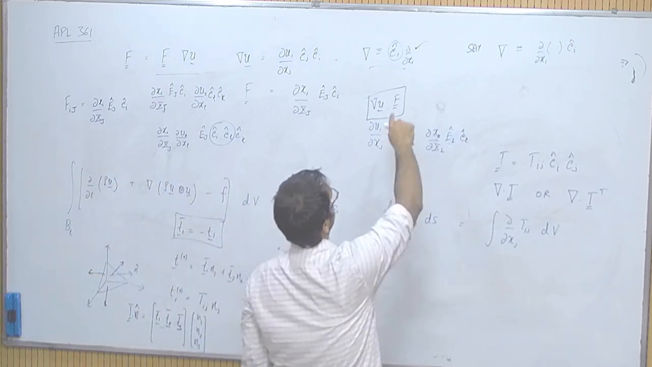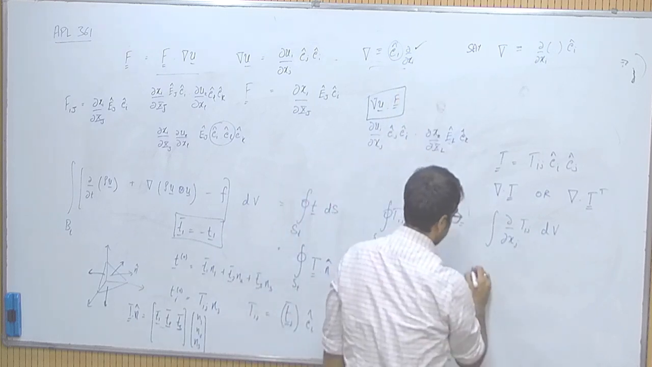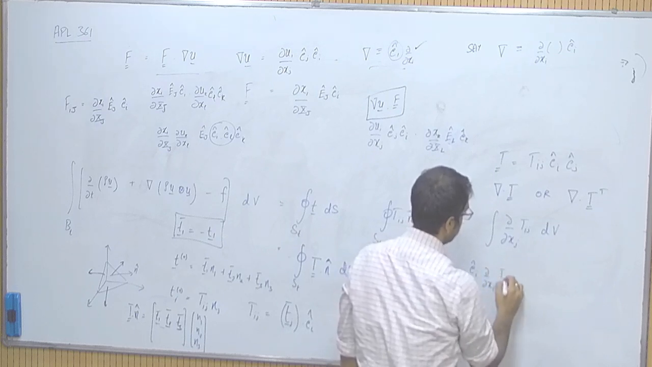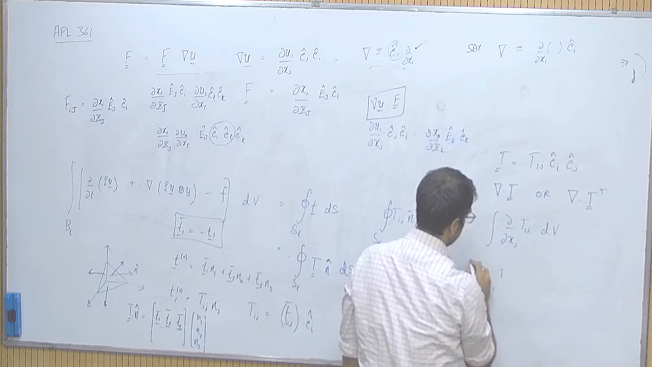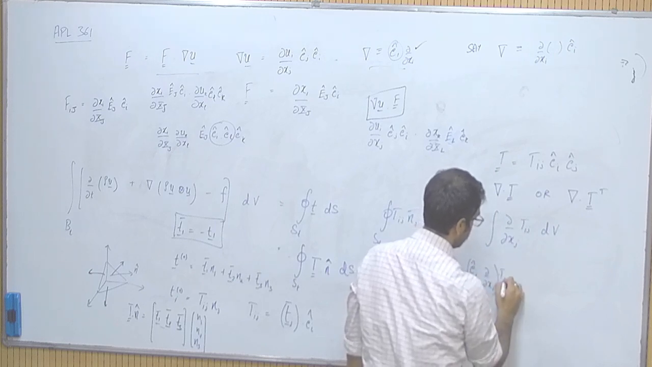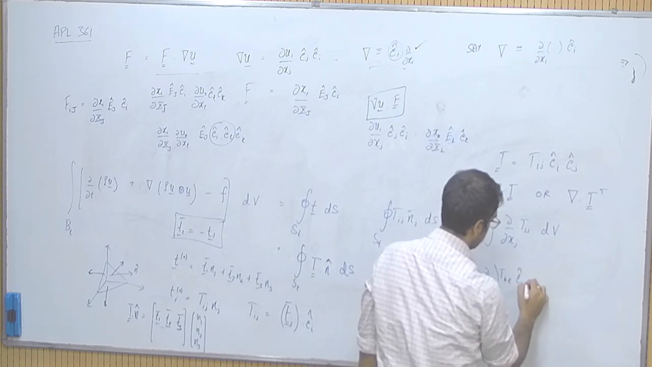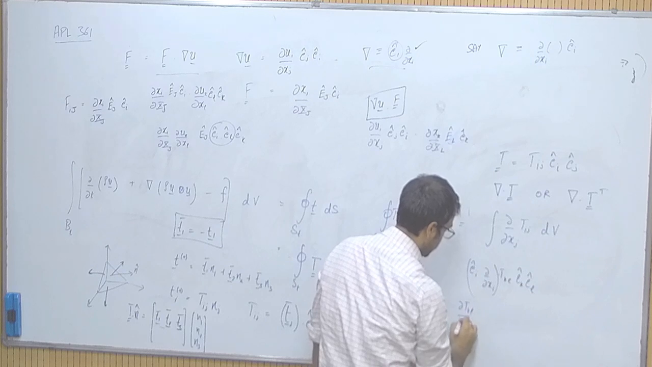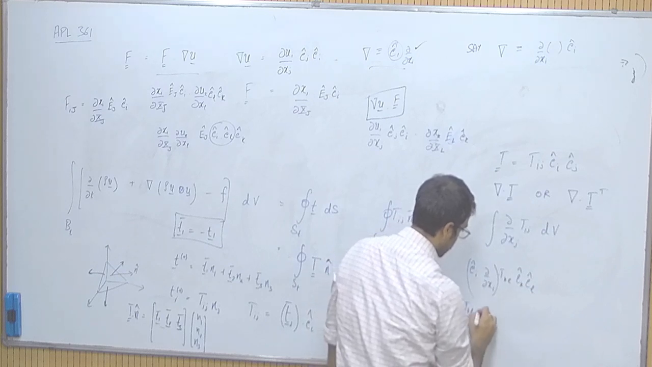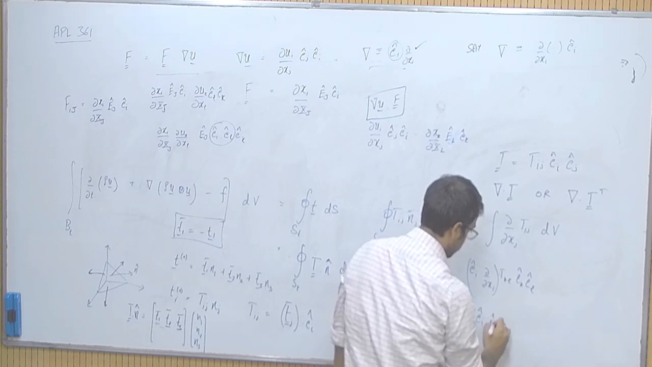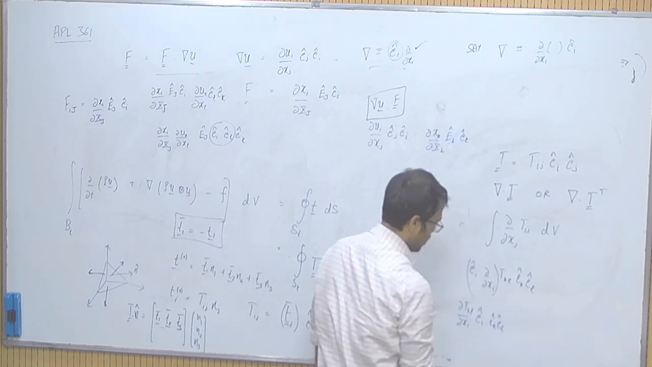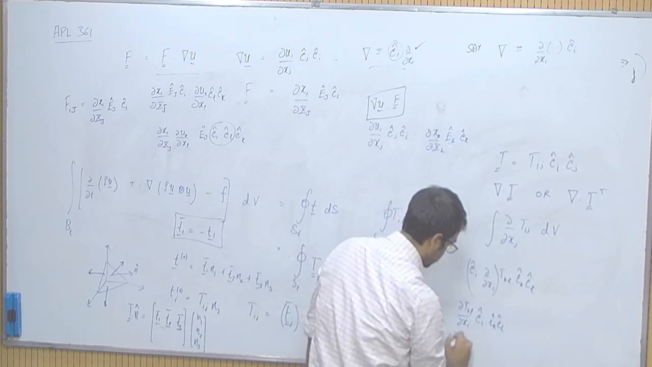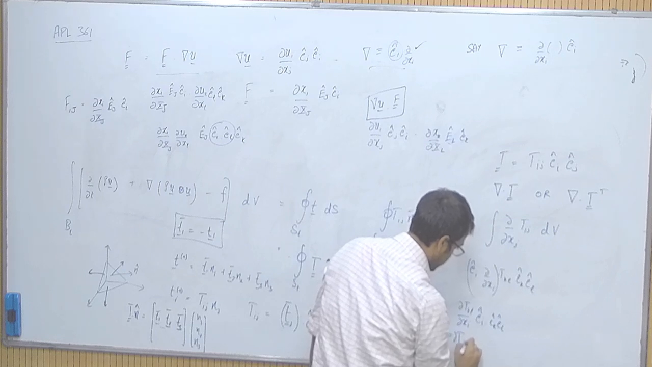So if we have nabla defined like this, so we have e_i del by del x_i, let's say T, what is del dot T? So this is T_kl e_k e_l. So this gives us del T_kl over del x_i, e_i dot e_k e_l. This gives us delta_ik. So this is del T_il over del x_i e_l.